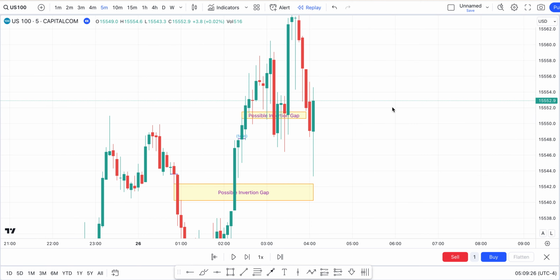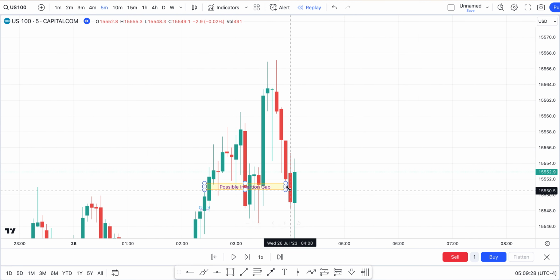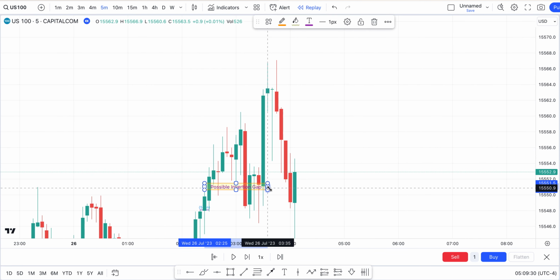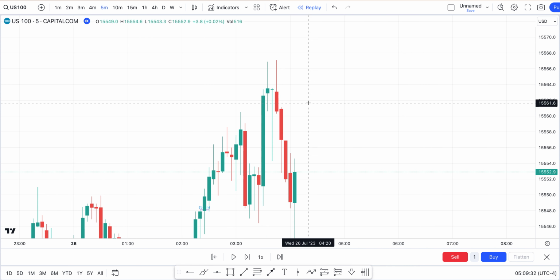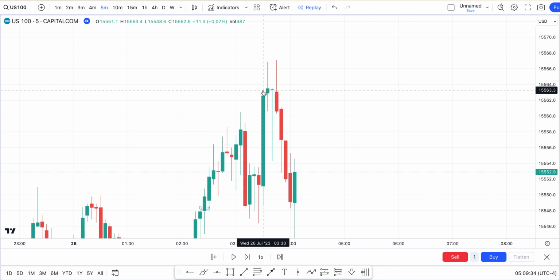Oh, right there as well. Sorry, I'm late. This one got invalidated. Let's look at this high. 15563.4, 15563.6. It's another perfection.